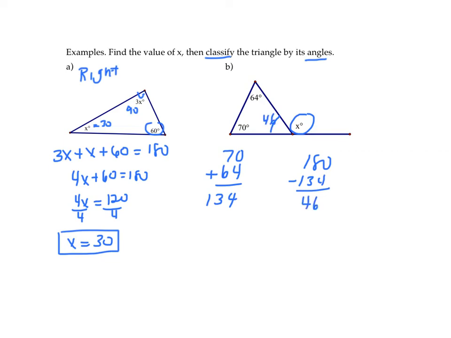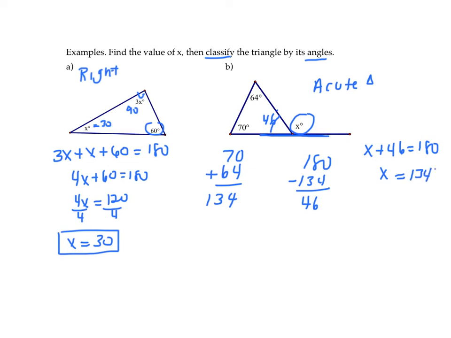Well, we can answer part of the question, which is to classify the triangle by its angles. Because all of these angles are less than 90 degrees, we have an acute triangle. But we still haven't solved for x. In order to solve for x, we notice that these two angles form a straight angle. So x plus 46 is equal to 180, or x is equal to 134.